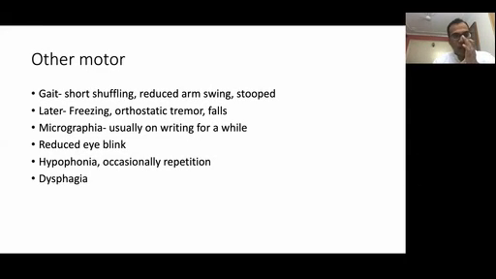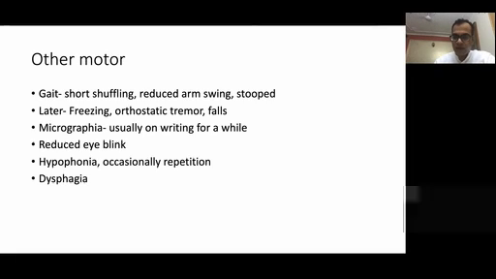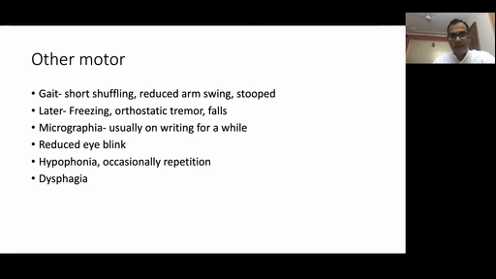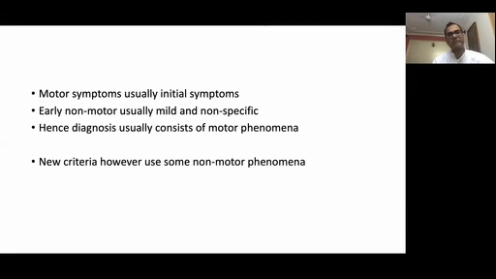Now other motor phenomena are gait. You can see a person with Parkinson's walk, they have a short shuffling gait, arm swing is reduced, stoop, they have a face which is blank, there is no expression. They'll have freezing later on, they may have a tremor when they stand up, and very late in the disease they may start having falls. The handwriting bradykinesia manifests itself as micrographia, reduced eye blink, hypophonia and dysphagia.